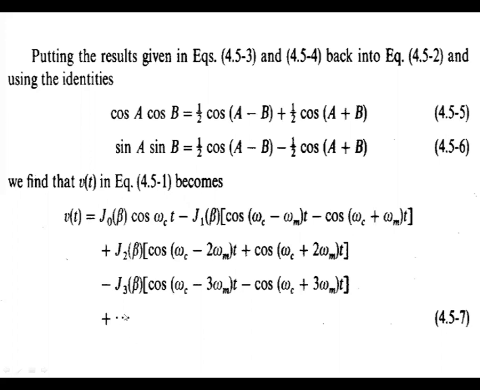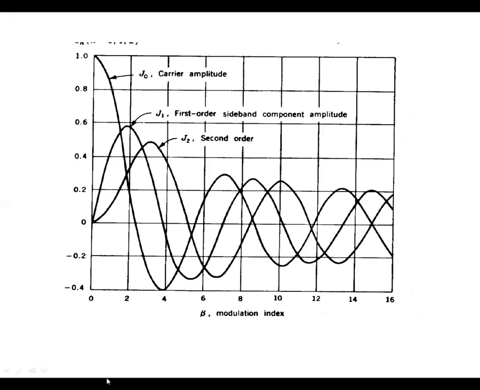The positive side has ωc + ωm, ωc + 2ωm, ωc + 3ωm, ωc + 4ωm, and so on. The negative components are ωc − ωm, ωc − 2ωm, ωc − 3ωm, ωc − 4ωm, and so on. So there is one carrier, and on the positive side a number of sidebands, and on the negative side also a number of sidebands. By using this equation, many sidebands are there.